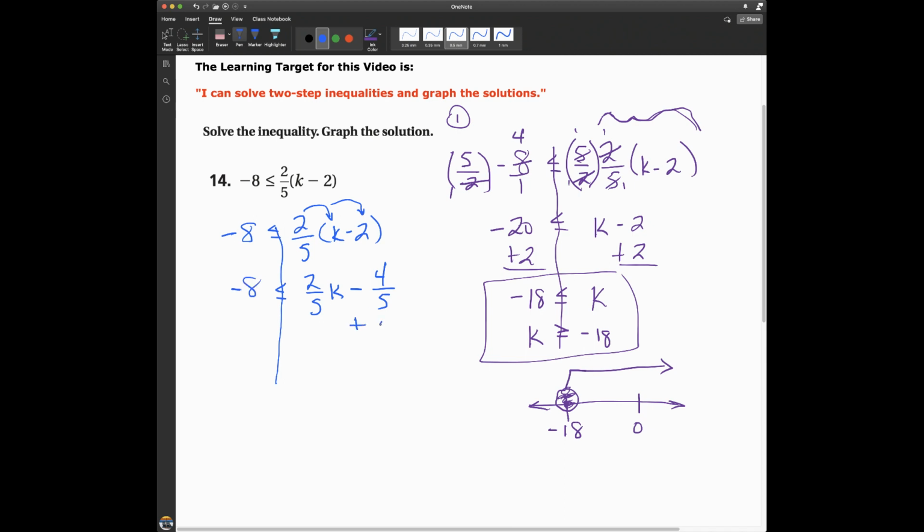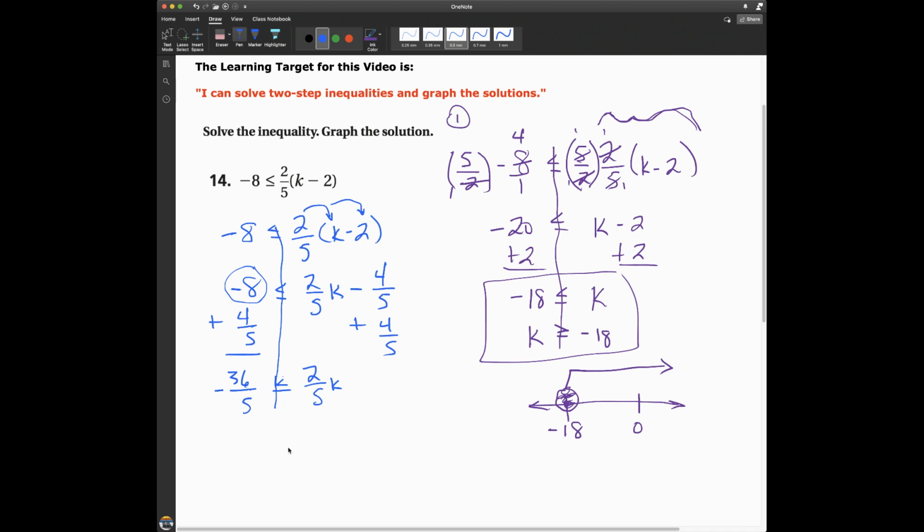So now I need to add 4/5 to this side, and I need to add 4/5 to this side. So I'm left with 2/5 k on the right-hand side. And on the left-hand side, -8 plus 4/5 is -36/5. And I leave it to you to figure out how on earth did he get -36/5. And your hint is I turned this number into a fraction that had a denominator of 5.